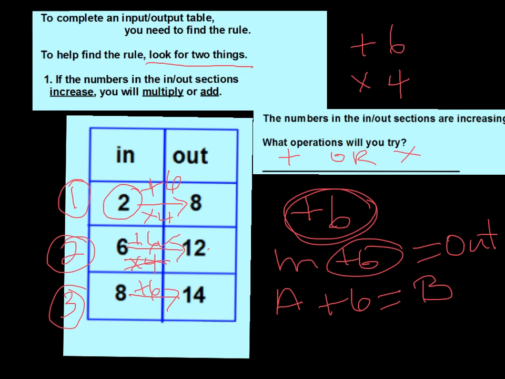Now, if A equals 5, I would replace this A with a 5. I would add 6 to it, and that would get me my B. So what would B equal? Well, B would equal 11. Okay, that's example number 1. Let's move on to example number 2.